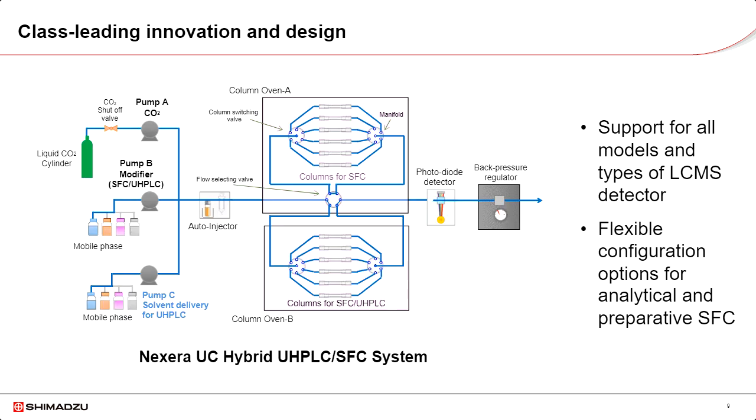A wide range of analytical and prep SFC systems supports the use of all of our LC-MS detector types and is available in flexible configurations, including the Nexera UC hybrid UHPLC and SFC switching system. This system can be used in conjunction with method development software to support automated switching between SFC and LC mode and automated screening of up to 12 columns and multiple mobile phases, including use of the solvent blending feature to create custom proportion solvents on the fly without the need for premixing.